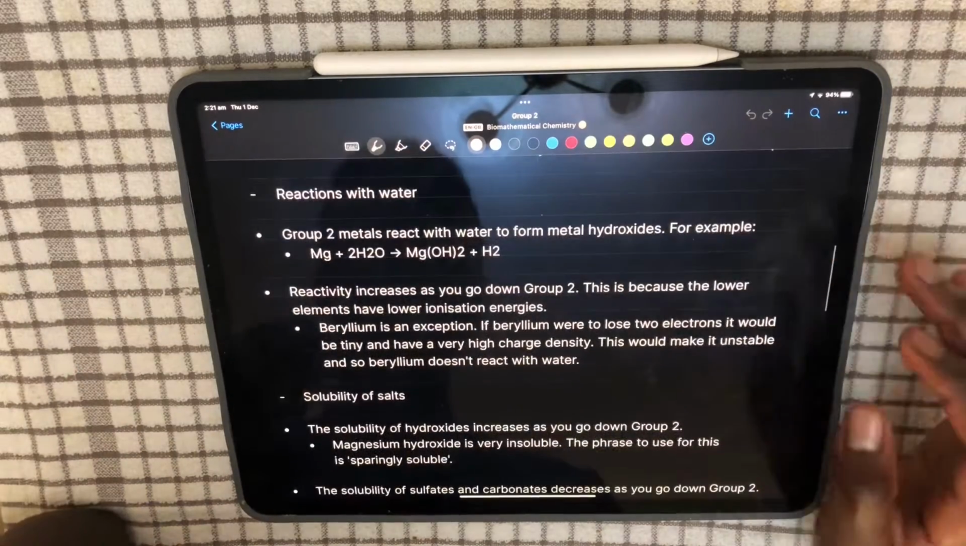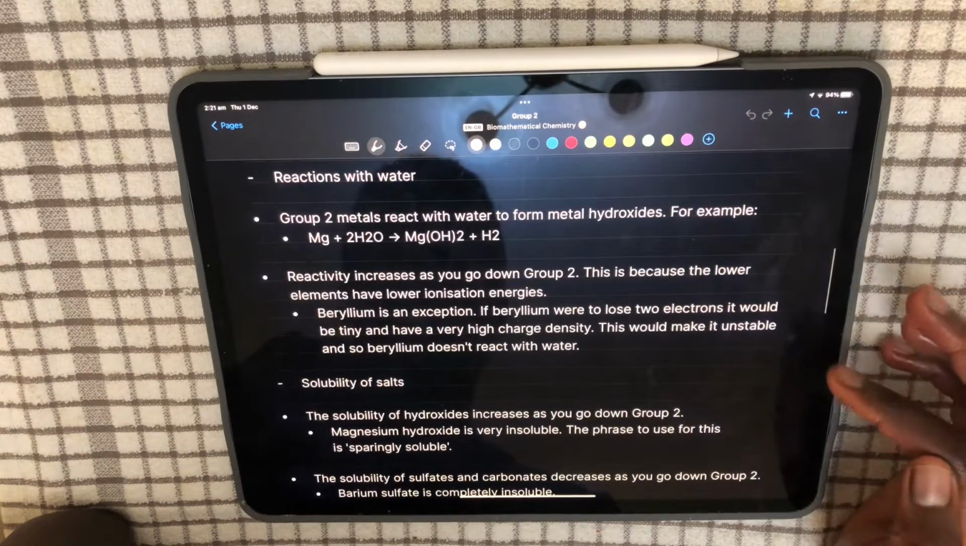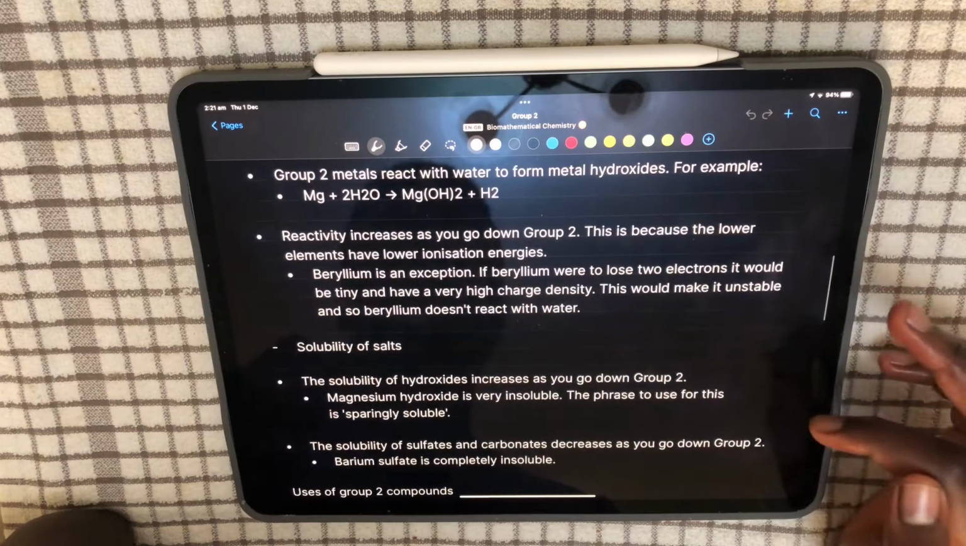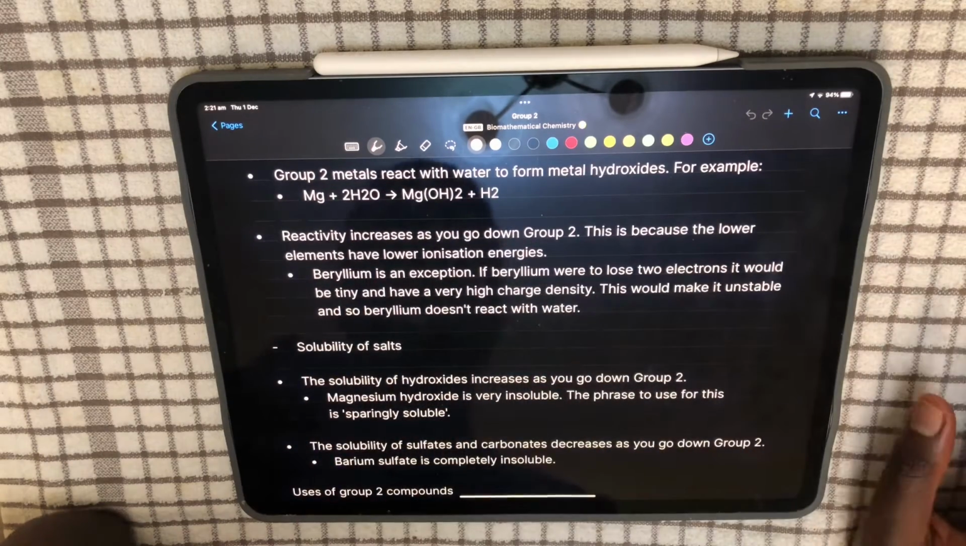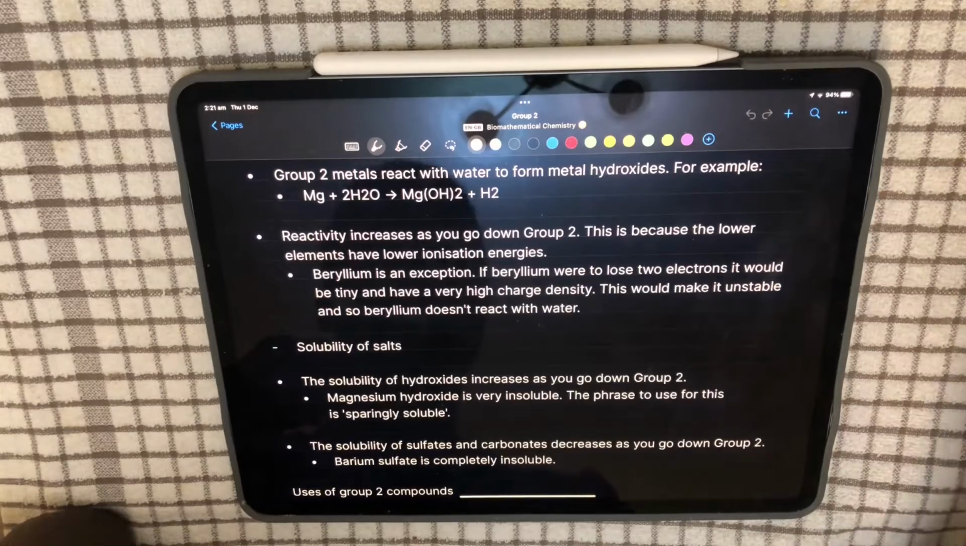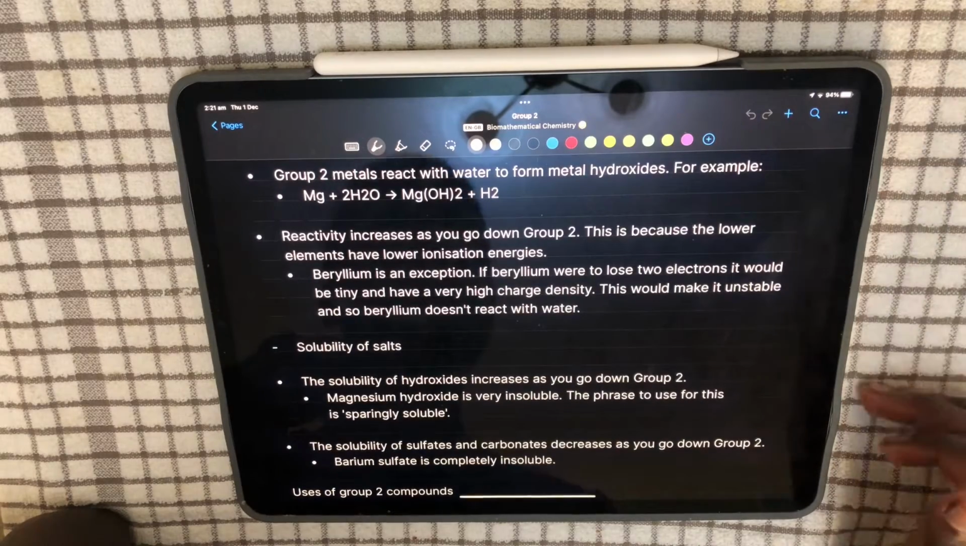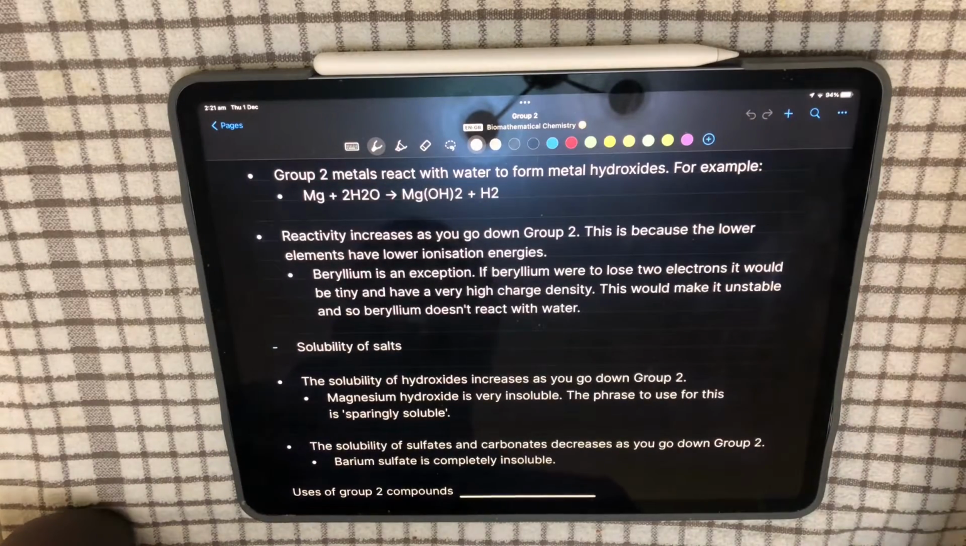Reactions with water. Group 2 metals react with water to form metal hydroxides. For example, magnesium plus 2H2O gives magnesium hydroxide plus H2. Reactivity increases as you go down group 2, and this is because lower elements have lower ionization energies. I've already explained the ionization energy.